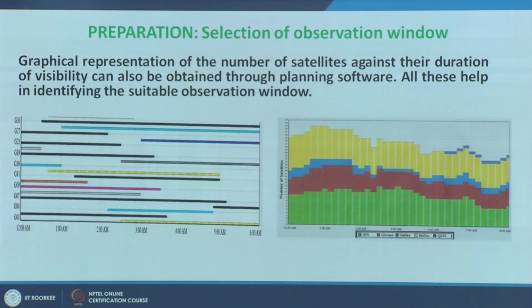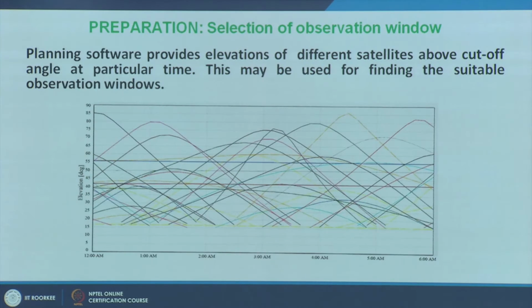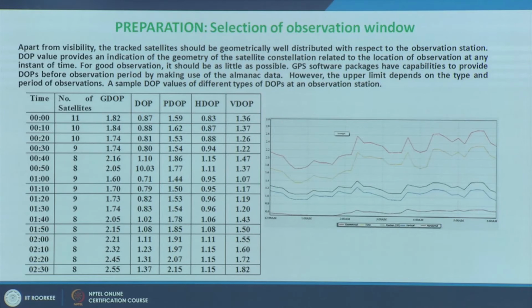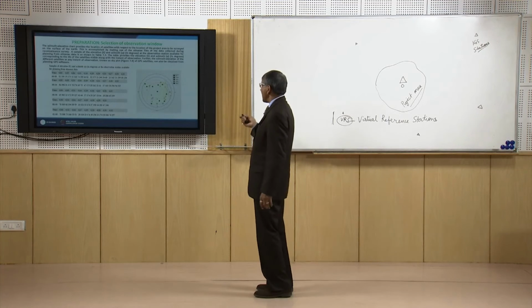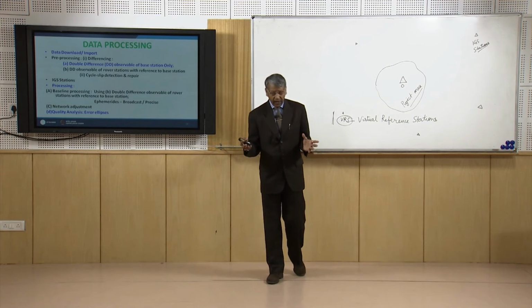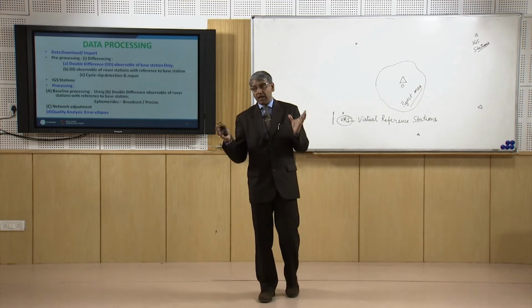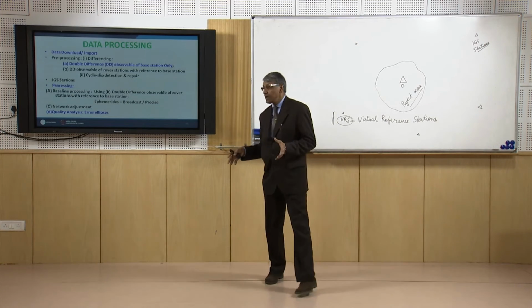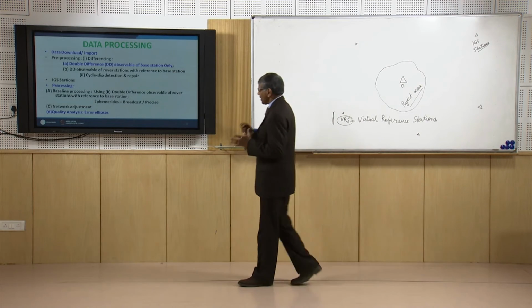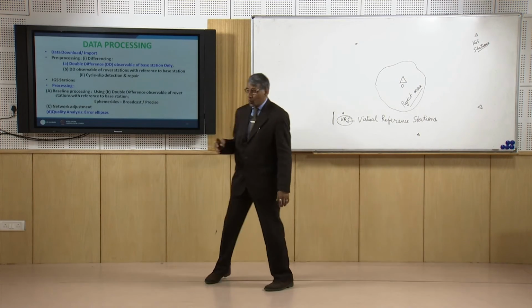Now, also we can find out from some planning software the number of satellites available, which satellites are available. All this information will help us select the observation window as well as the observation session. In that way we select, and once the observation window and observation session have been selected and the observation scheme has been designed, then we go for observation.